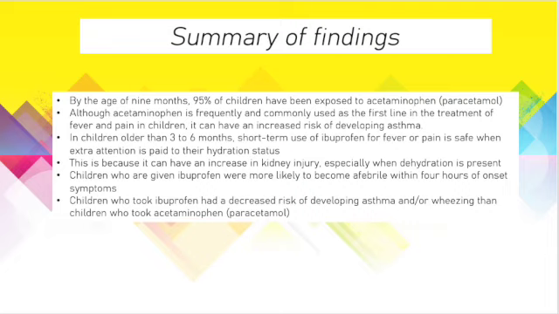Despite this, evidence suggested that children who are given ibuprofen were more likely to become afebrile within 4 hours of onset of symptoms. Therefore, it is faster acting than paracetamol. This source also said that there was low-quality evidence that showed that children who took ibuprofen had a decreased risk of developing asthma and/or wheezing than children who took acetaminophen paracetamol.